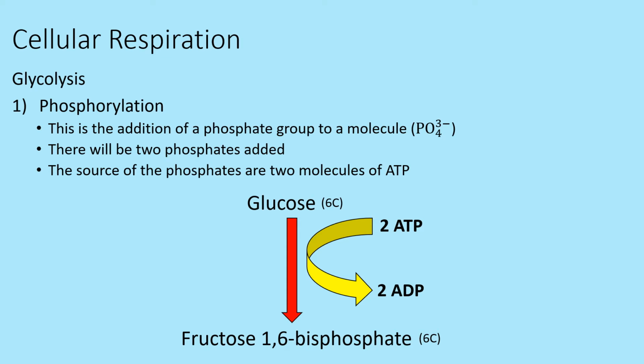So the first reaction, phosphorylation. So this reaction adds phosphate groups to our glucose, and there will be a total of 2 phosphate groups added, and these phosphate groups are contributed by the breakdown of 2 ATPs into 2 ADPs, and our resulting molecule is a fructose 1,6-bisphosphate. So still 6 carbons, but now with 2 additional phosphate groups.